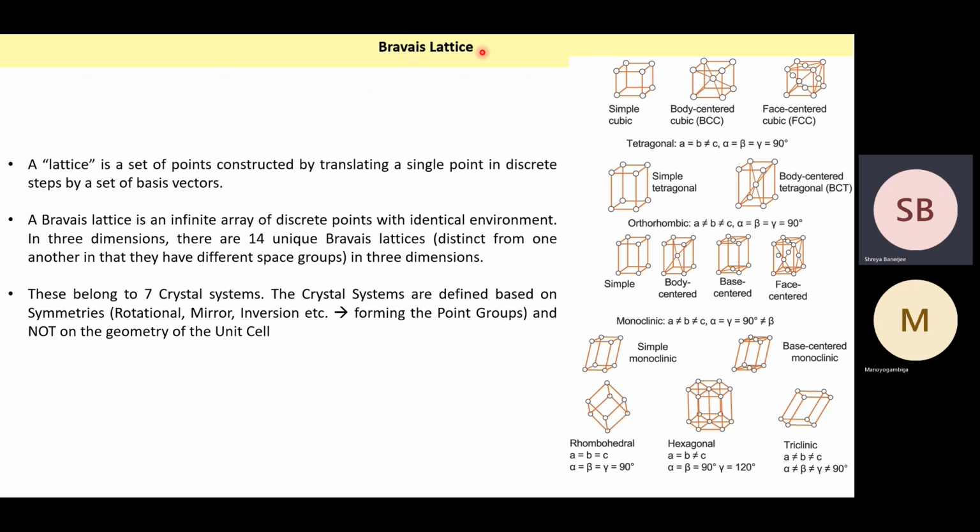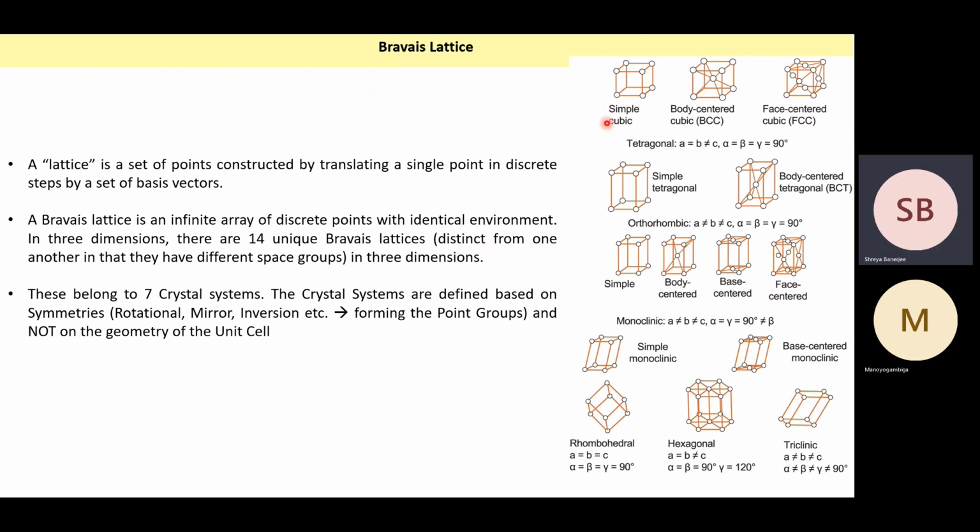This brings us to the discussion of Bravais lattice. As we have discussed, a lattice is a set of points constructed by translating a single point in discrete steps by a set of basis vectors. A Bravais lattice is an infinite array of discrete points with identical environment. In 3D, there are 14 unique Bravais lattices, and they belong to 7 crystal systems. So now we will discuss the 7 crystal systems and the 14 Bravais lattices.